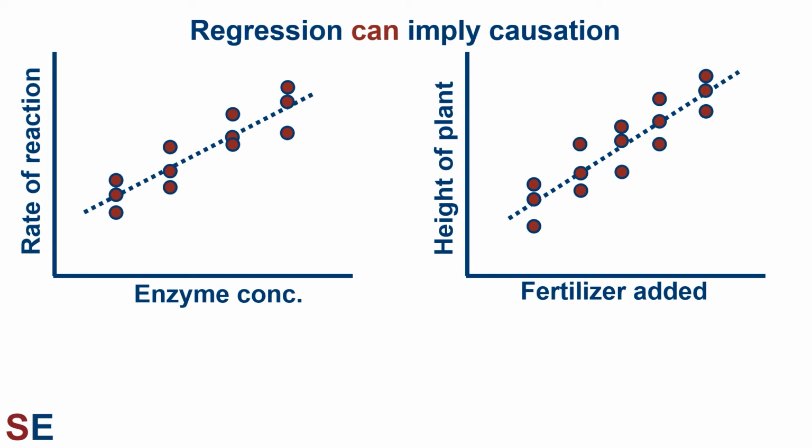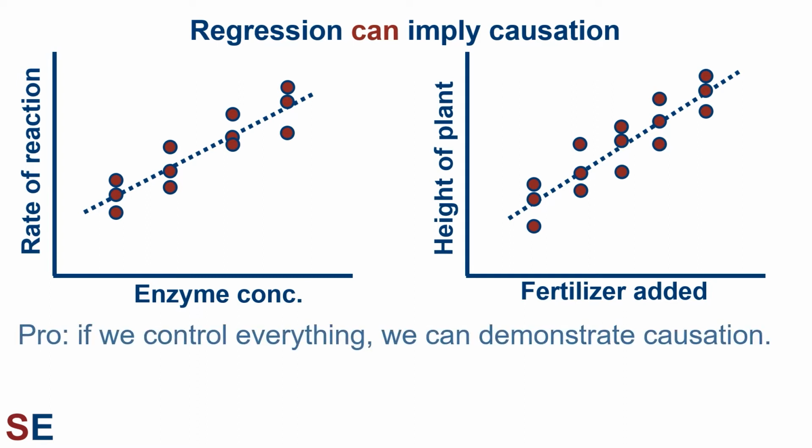that chemical reaction. On the right is hypothetical data for the height of plants grown in treatments with different amounts of fertilizer added to their pots. As more fertilizer is added, the plants grow taller. Assuming everything else about the situation is identical, this demonstrates that adding fertilizer will cause these plants to grow taller. A major pro of regression studies is that if we're able to control everything, we can demonstrate causation and get a very good idea of exactly what's going on.